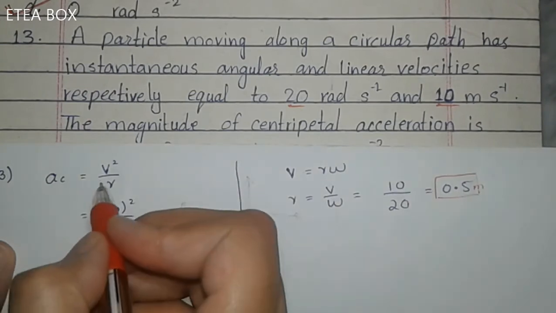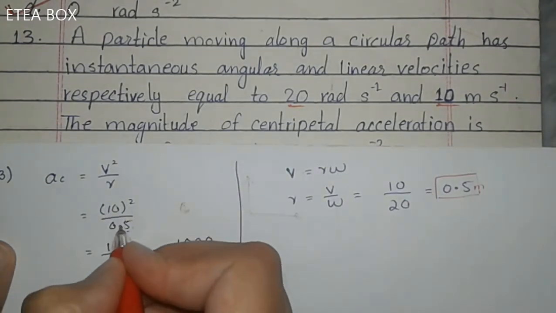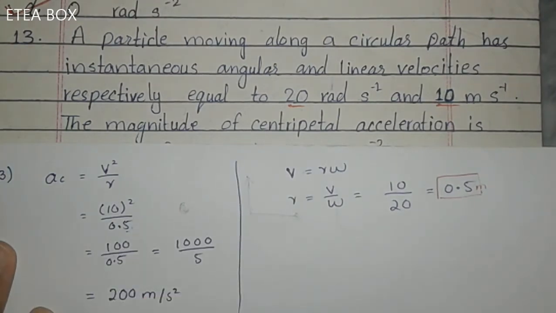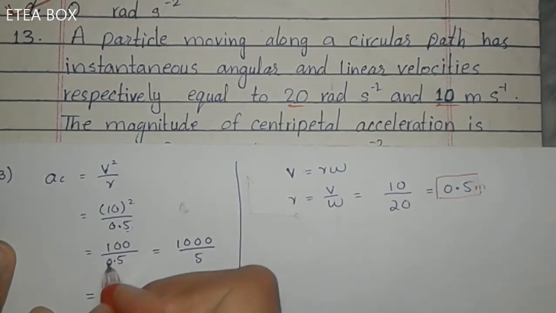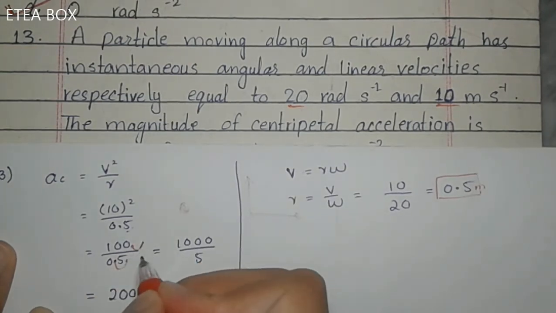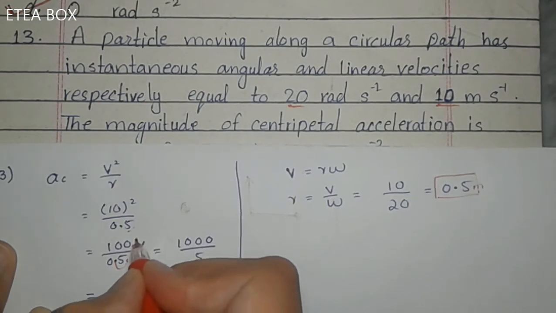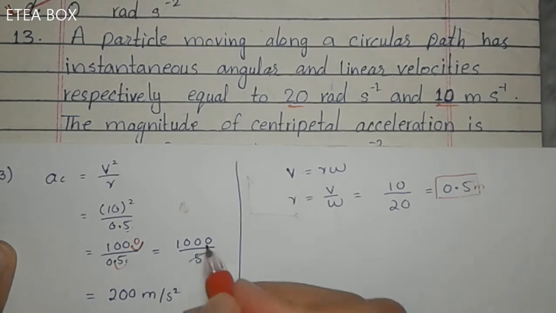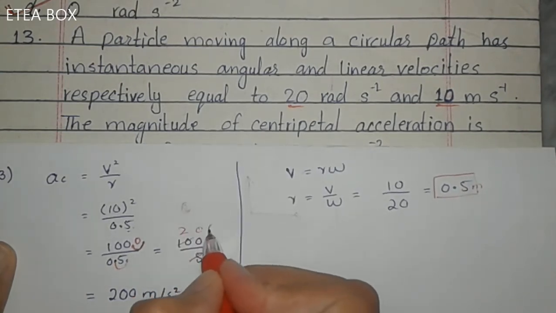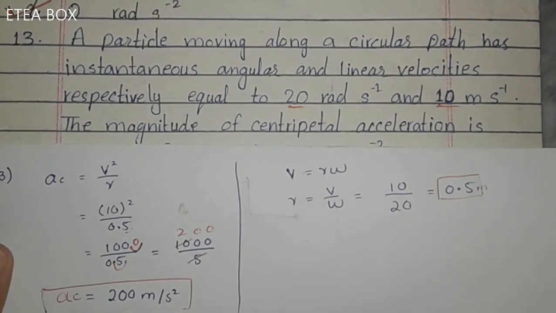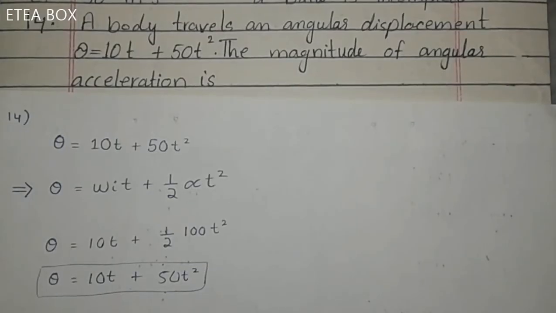Now put here 0.5 for the radius, and in place of v put 10. So 10 tens are 100 divided by 0.5. So I can write this like 1000 divided by 5, when I move this decimal point here. Okay, now I can write it like 1000 divided by 5, and 5 twos are 10, and 5 zeros are 0, and 5 0. So we will get the centripetal acceleration as 200 meter per second square. Now the next one, 14.